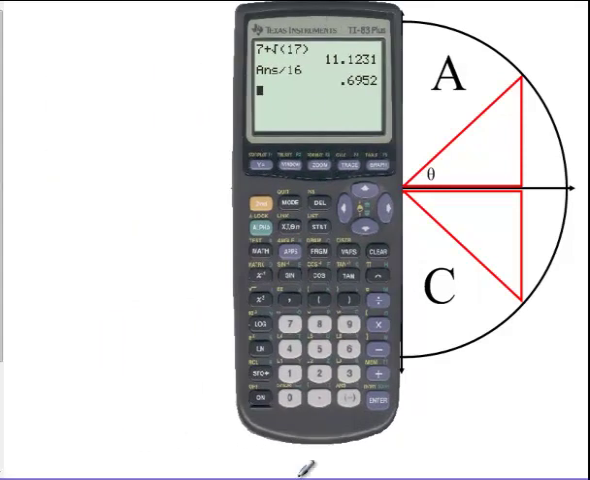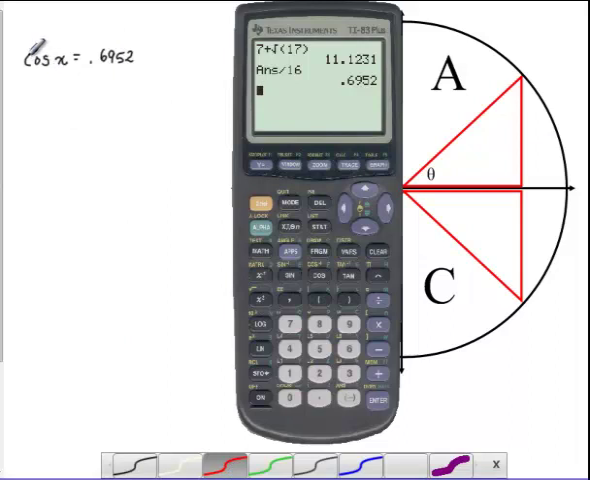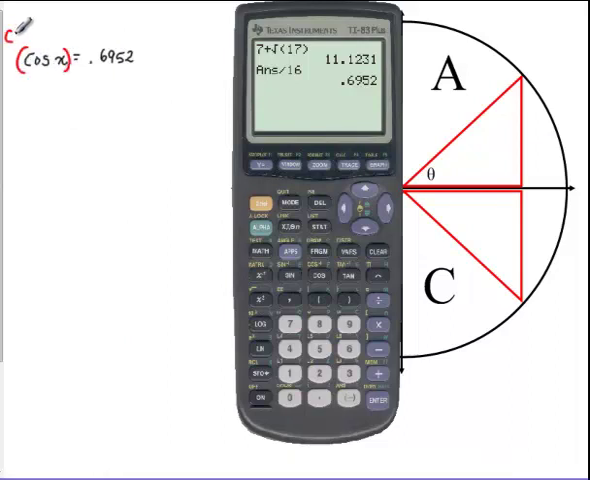So again, what does this mean? The cosine of some angle gets me 0.6952. All right, that means I'm going to have to inverse cosine this to get my x alone. So over here we will inverse cosine my answer. And we're going to get 46. All right, so we're on our way here. We found out that x is one angle of 46 degrees.